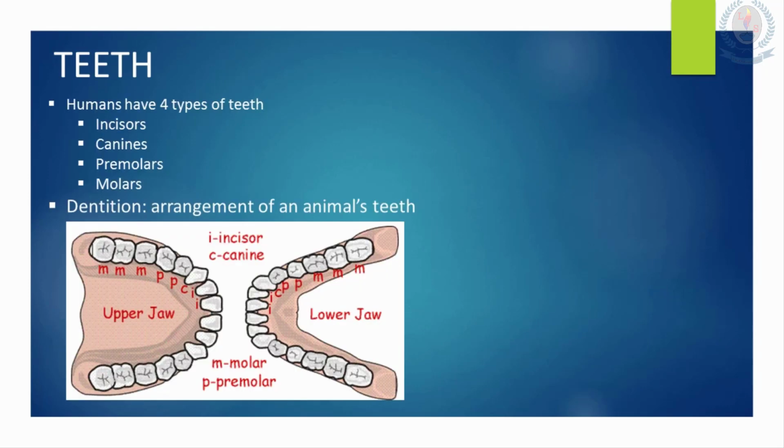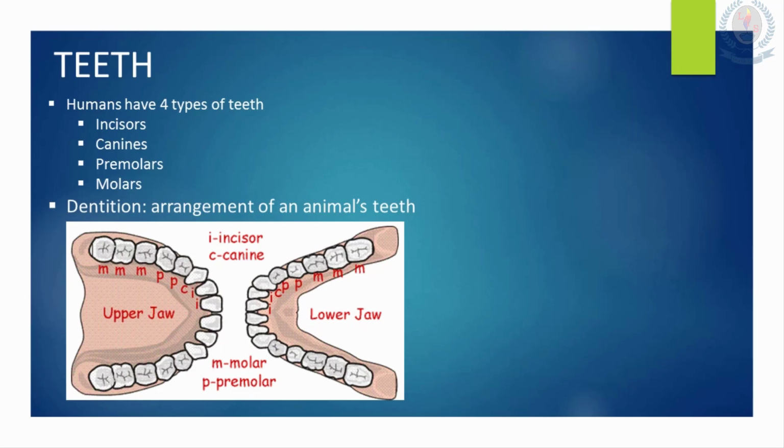Now let's see the structure and function of teeth. So humans actually have 4 types of teeth. What are they? Incisors, canines, premolars and molars. Most other mammals also have 4 types of teeth, and the arrangement of an animal's teeth is called dentition. So here you can see how our teeth are arranged in the mouth.